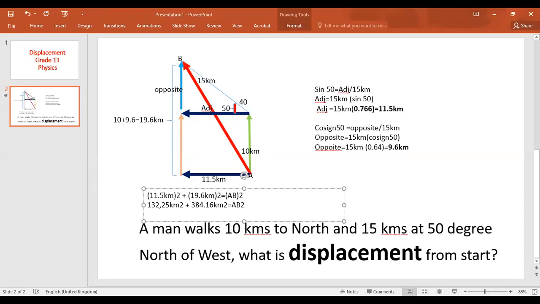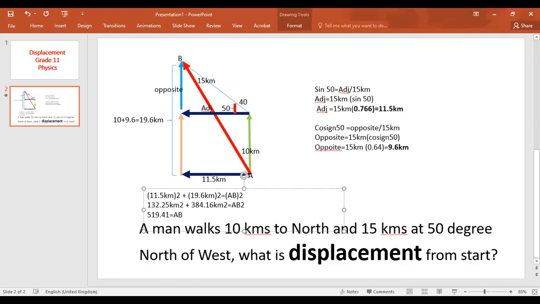Okay, now what's the value of 132.25? I need to add 132.25 plus 384.16, which equals 519.41. 519.41 is equal to AB square.